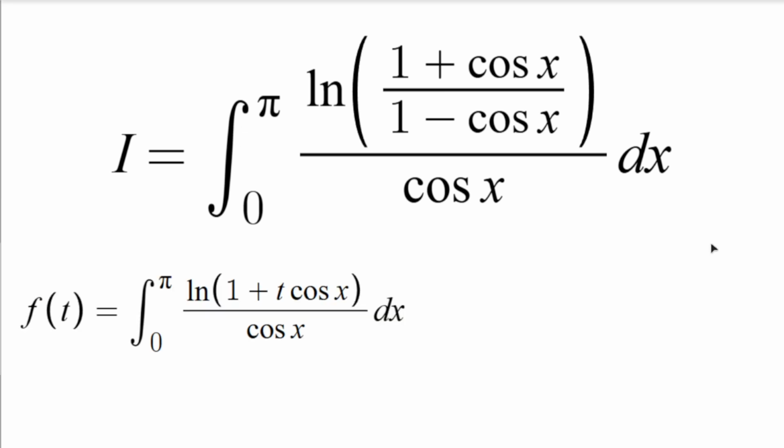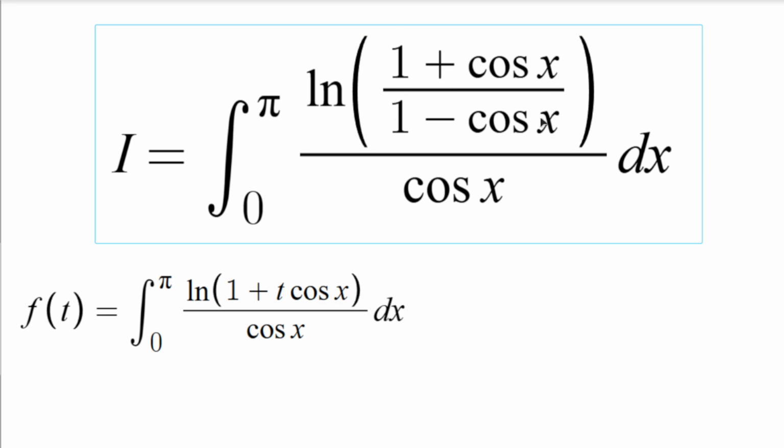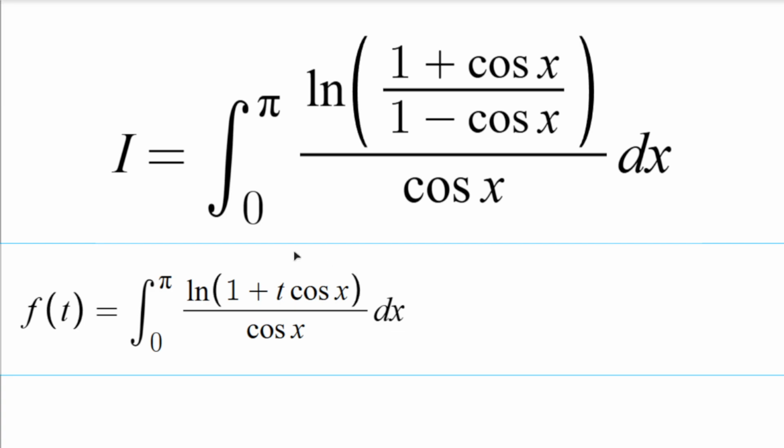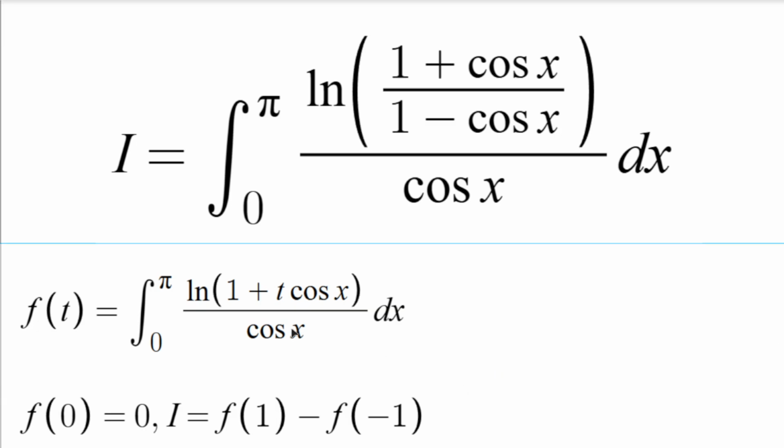Our first step is going to be to create a function of t that, you can see, resembles our original integral. It's just one of these parts here. It resembles either the numerator or the denominator in our natural log. And I did that because we can express our original integral just by taking f at 1 and then subtracting f at -1. And using the properties of logarithms, those would combine to recover our original integral there.